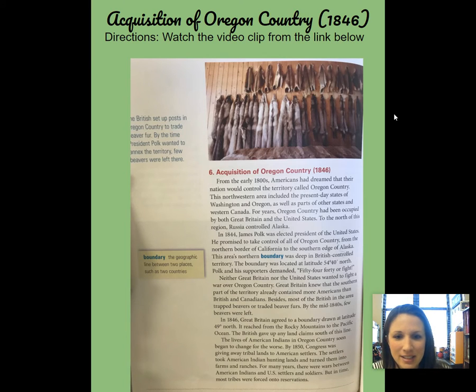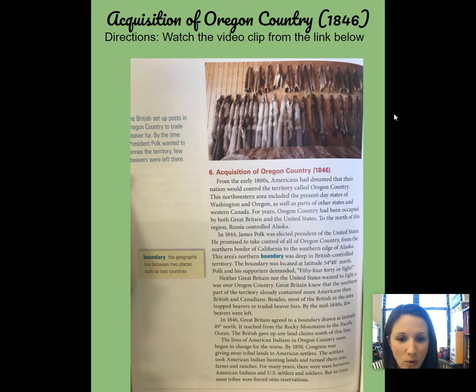All right, so in the reading it says, from the early 1800s, Americans had dreamed that their nation would control the territory called Oregon Country. This northwestern area included the present-day states of Washington and Oregon, as well as parts of other states in western Canada. For years, Oregon Country had been occupied by both Great Britain and the United States. To the north of this region, Russia controlled Alaska, and we know that Russia was very close to Alaska, so that made a lot of sense.